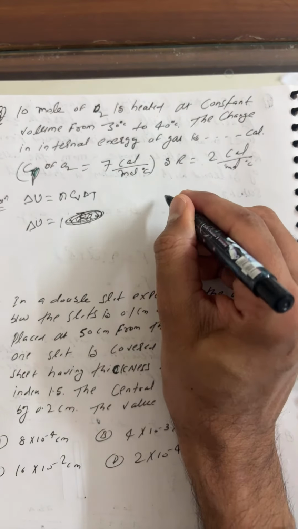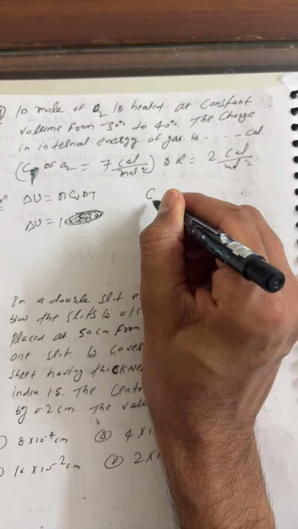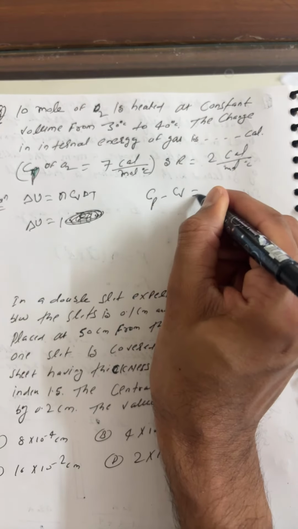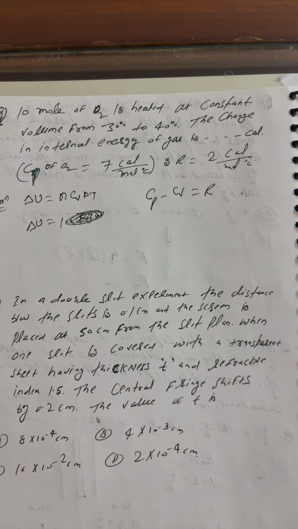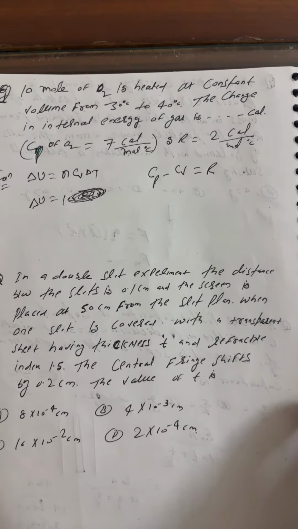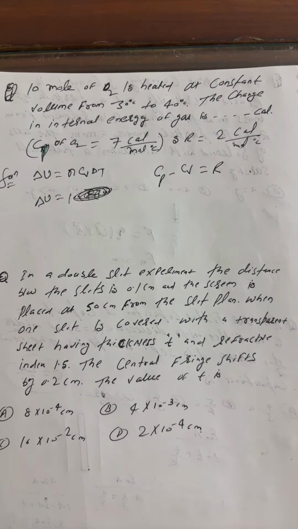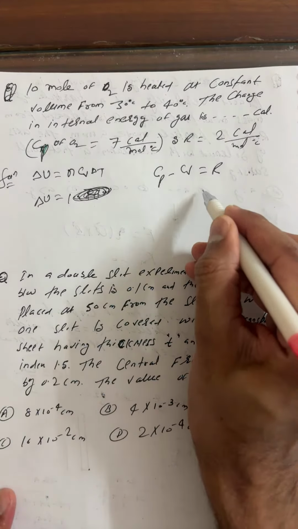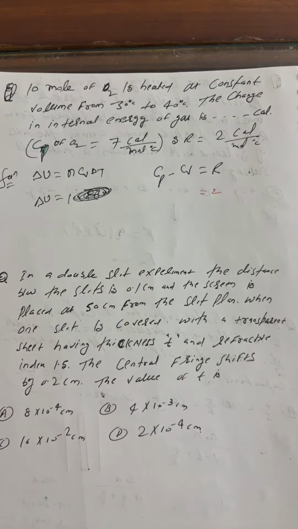We can use Mayer's relation. What is Mayer's relation? CP minus CV is equal to R. CP minus CV is equal to R only, right? Okay, so R is what? R is 2 only.